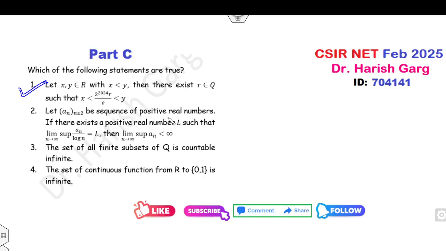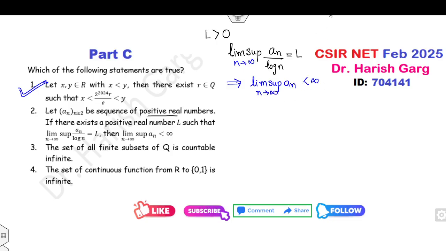Suppose a_n is a sequence of positive real numbers. If there exists a positive real number L greater than 0 such that the limit supremum of a_n over log n is L, a finite number, as n approaches infinity, then this implies the limit supremum of a_n is finite. I think that's very simple, because you can see that it's a log of n.